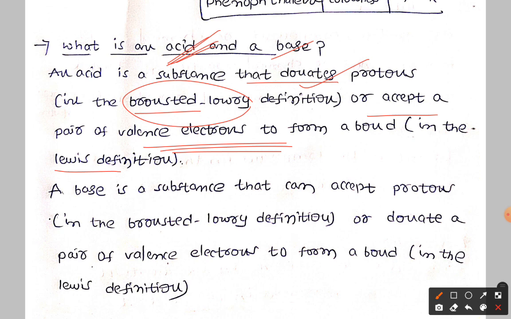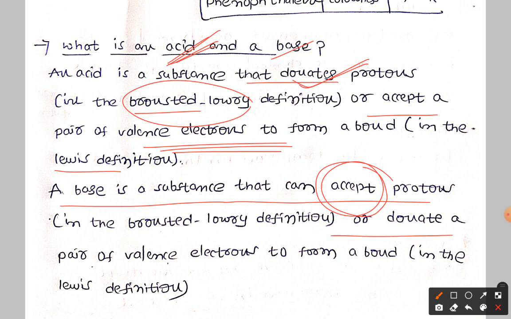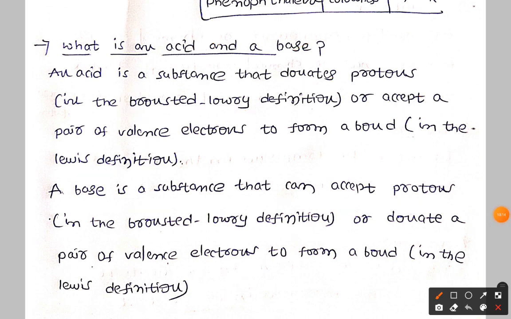Now come to the base. A base is a substance that can accept a proton. Here an acid donates a proton, but a base accepts it. In Lewis terms, if it donates a pair of electrons, it is called a base. If it accepts the electrons, it is called an acid. Or simply, a proton donor is an acid and a proton acceptor is a base, for the sake of convenience.